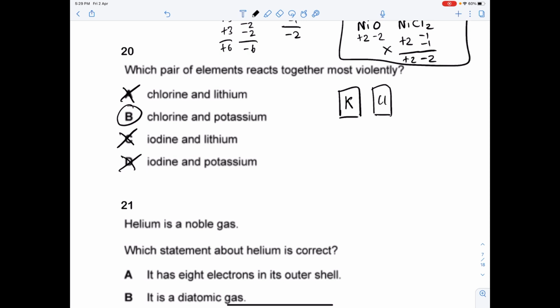Process of elimination. Okay, we've got up to question 20, and we haven't quite lost the will to live yet. Woohoo!